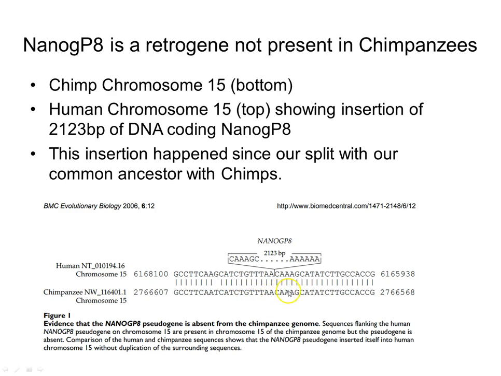And what we find is that if you look at the chimpanzee chromosome 15, there's this sequence here which matches exactly the same to the human chromosome 15, with the exception that there's a couple of thousand bases of DNA that have been slotted in. And that couple of thousand bases of DNA is what we call the NANOG-P8 gene. And this is just one recent, so almost like newly created gene that has occurred since our split between humans and chimps. So no chimps have got this NANOG-P8 gene.